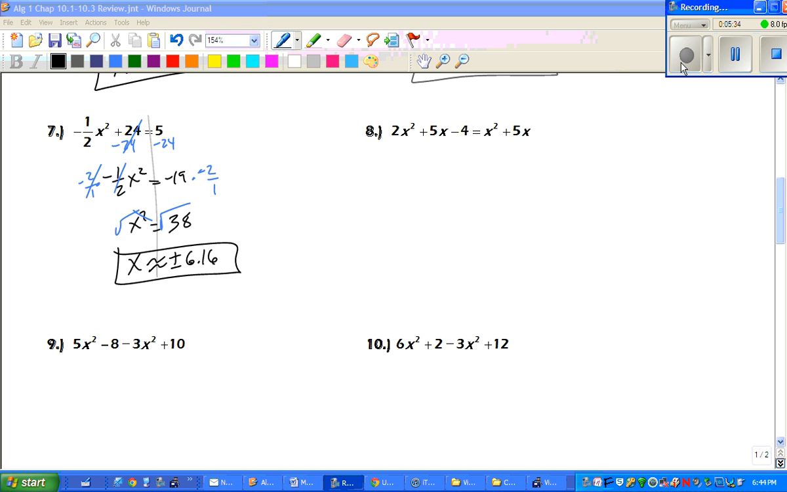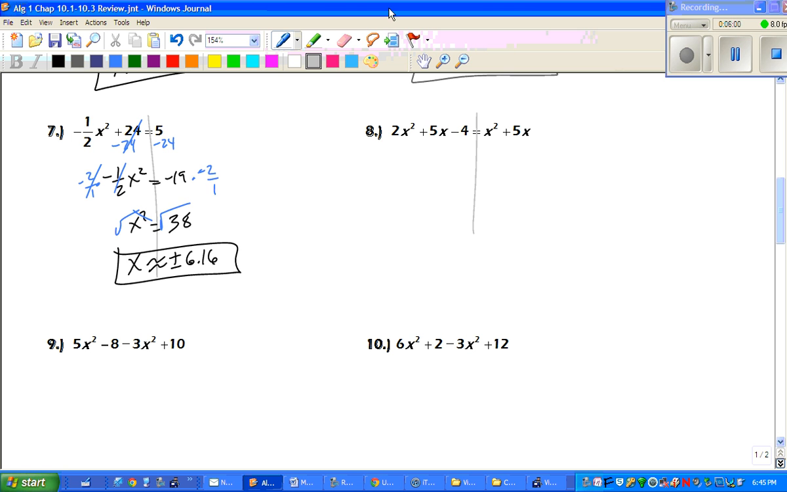Okay, so by following inverse operations, we subtracted the 24 from both sides. We got negative 19, and multiplied by the reciprocal, which was negative 2. And negative 19 times negative 2 is positive 38. Take the square root of 38, and that's where plus or minus 6.16 comes from. All right, let's move on to number 8.